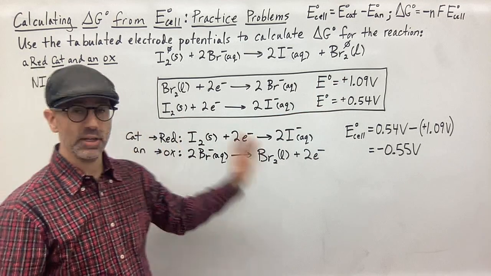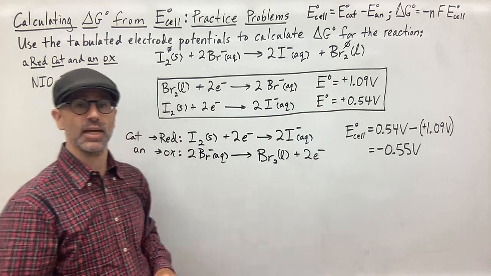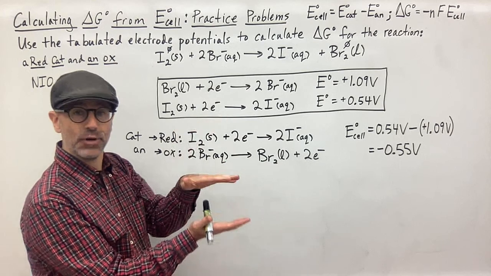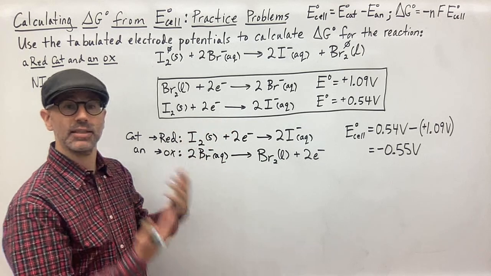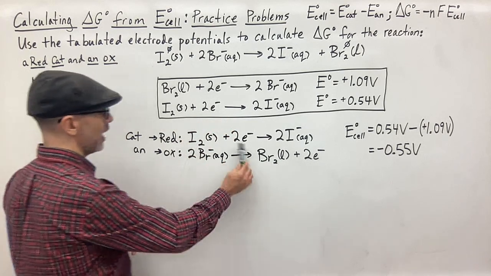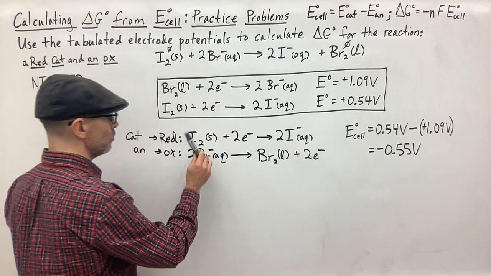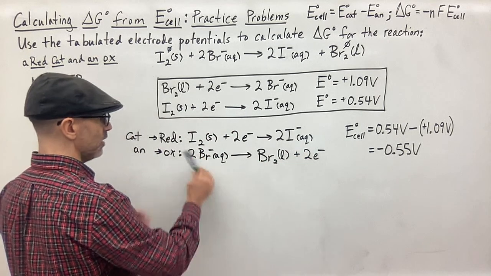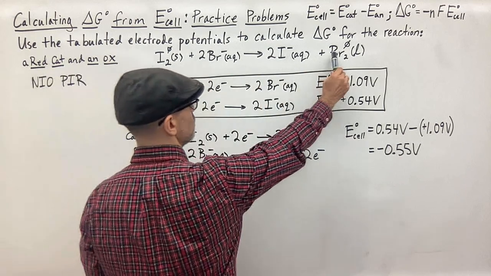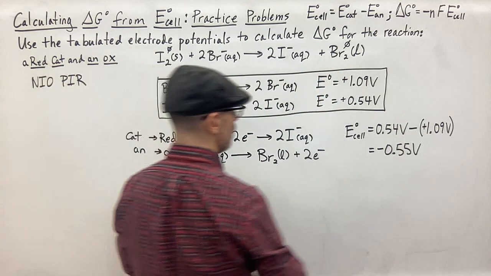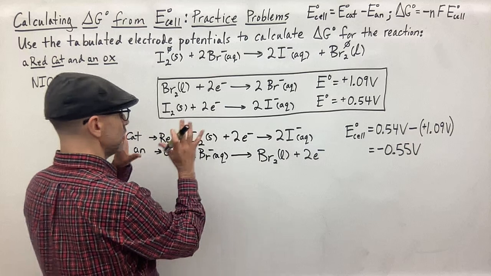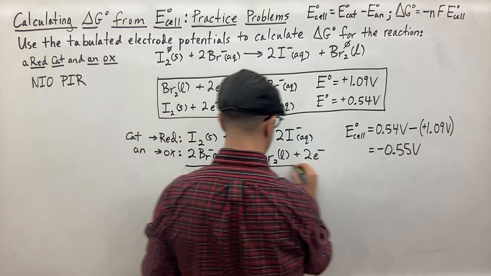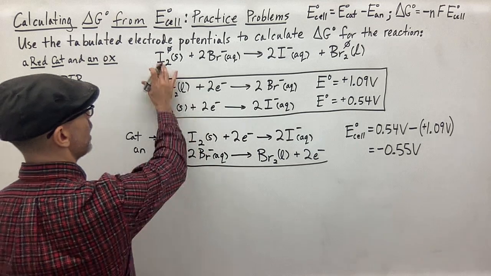Now, the other way to think about this is to think about adding the reduction and oxidation half reactions together to get the complete reaction. So that's why I have these written here. These are the actual reactions happening here. And so if I take these equations and add them together, I'll get my equation here.